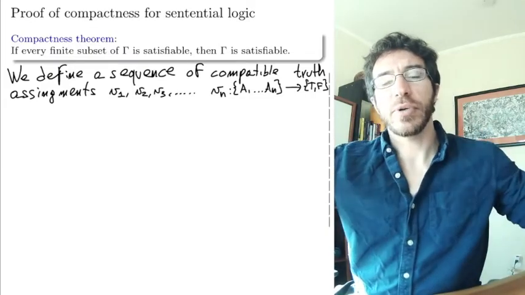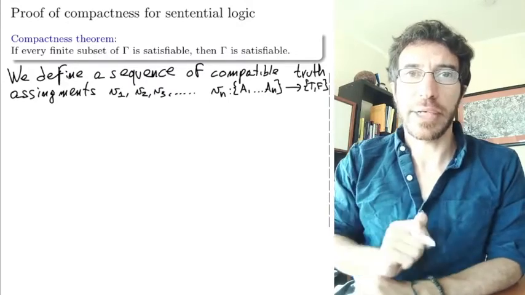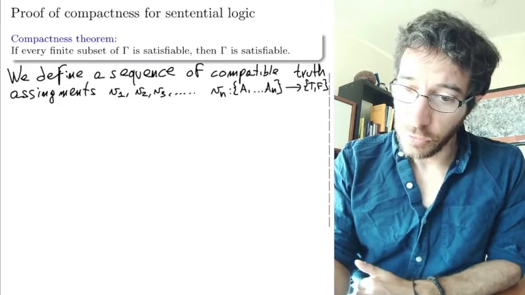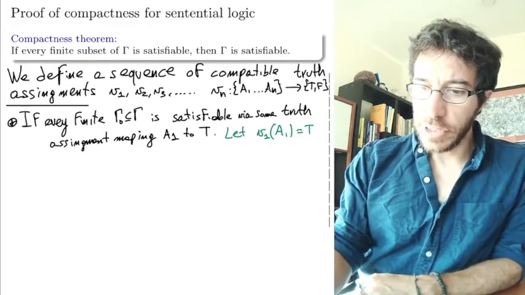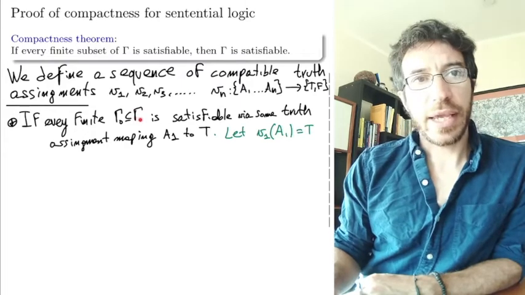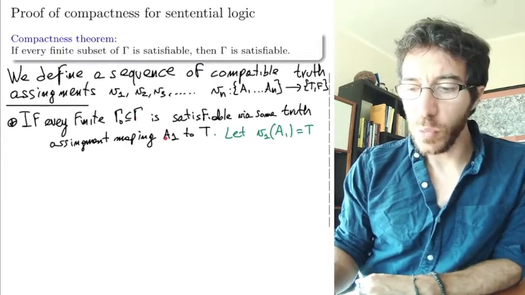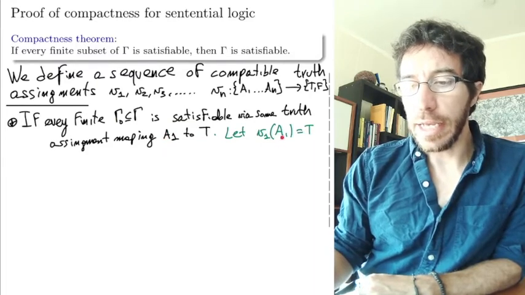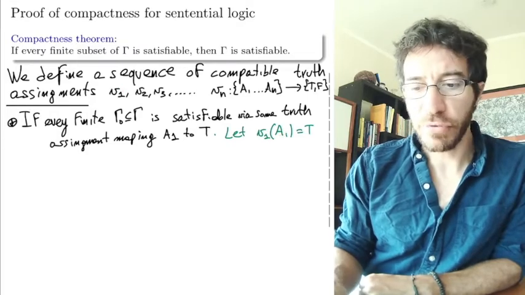So then at the end we're going to have one variable assignment on all variables, right? So we need them to be all compatible. So how are we going to do it? Let's start with A1. If every finite subset gamma 0 of gamma is satisfiable via some truth assignment that maps A1 to true, we let V1 of A1 be true. So we are trying to define V1. The first step is to define V1.